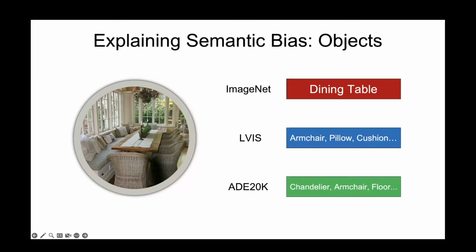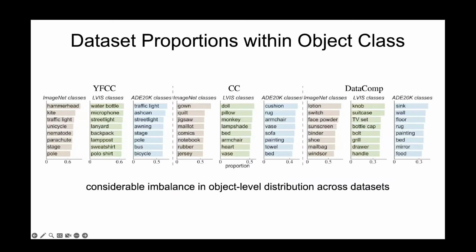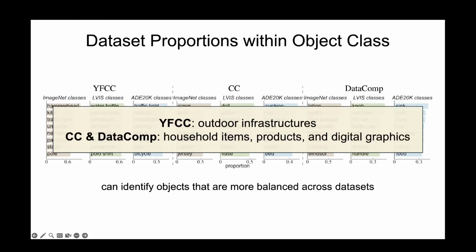So far, we find that semantic bias is very important in YCD datasets. Can we go one step further and explain in detail? To this end, we analyze semantic bias on object level. We apply models pre-trained on other vision benchmarks like ImageNet, LVIS, ADE20K to provide object annotation for each image. Here, we compute the number of images in each dataset that contain a particular object class. We can see there is a considerable imbalance in object-level distribution across datasets. For instance, more than 60% of images containing the LVIS class water bottle are from YFCC. Overall, YFCC emphasizes outdoor infrastructure, while CC and DataComp contain more images of household items and product showcases.